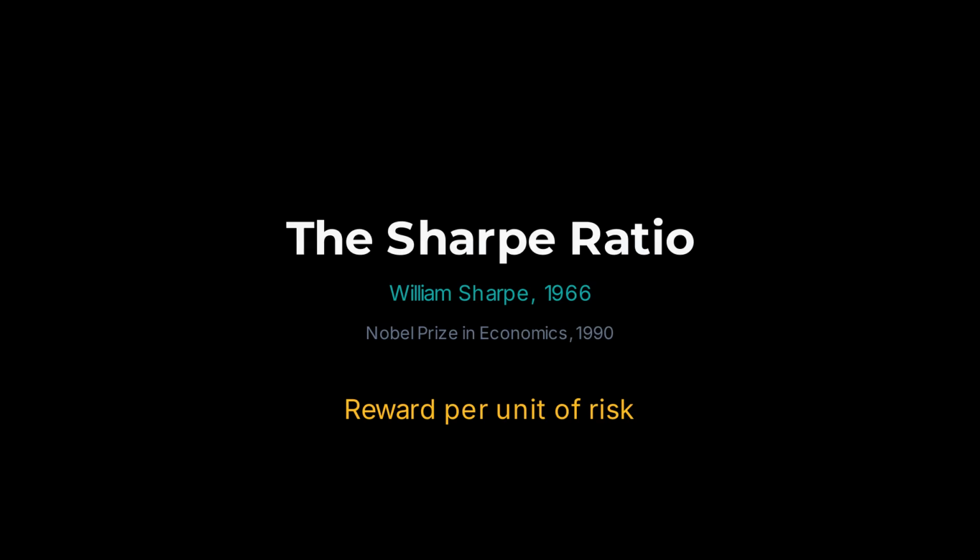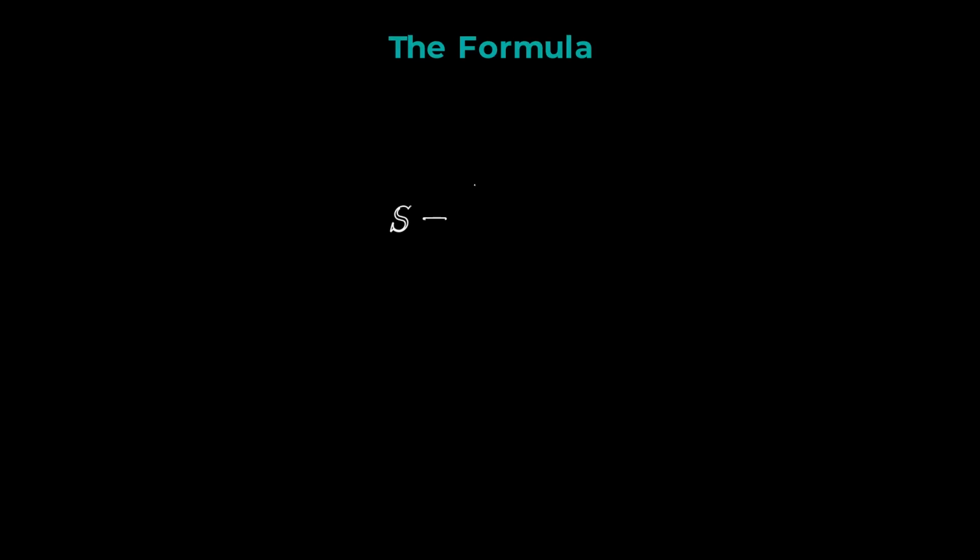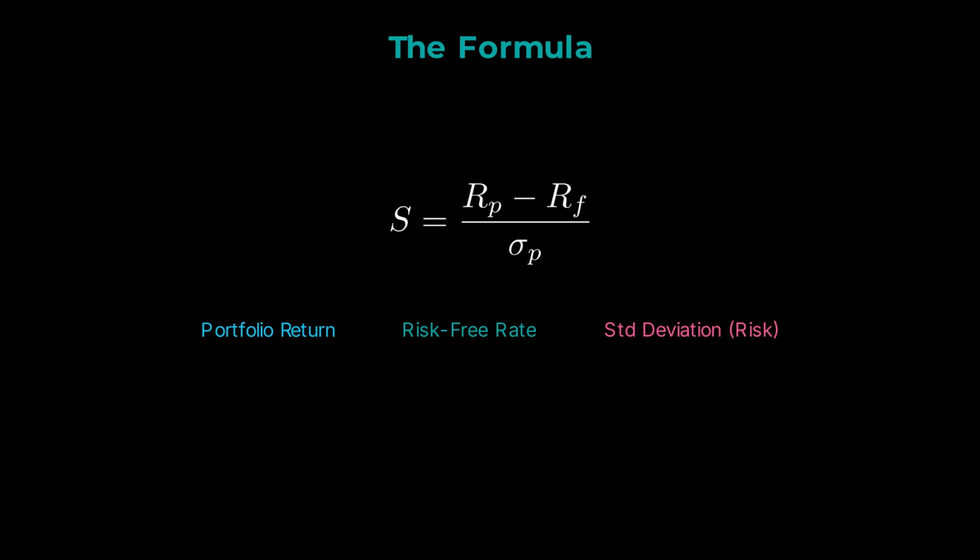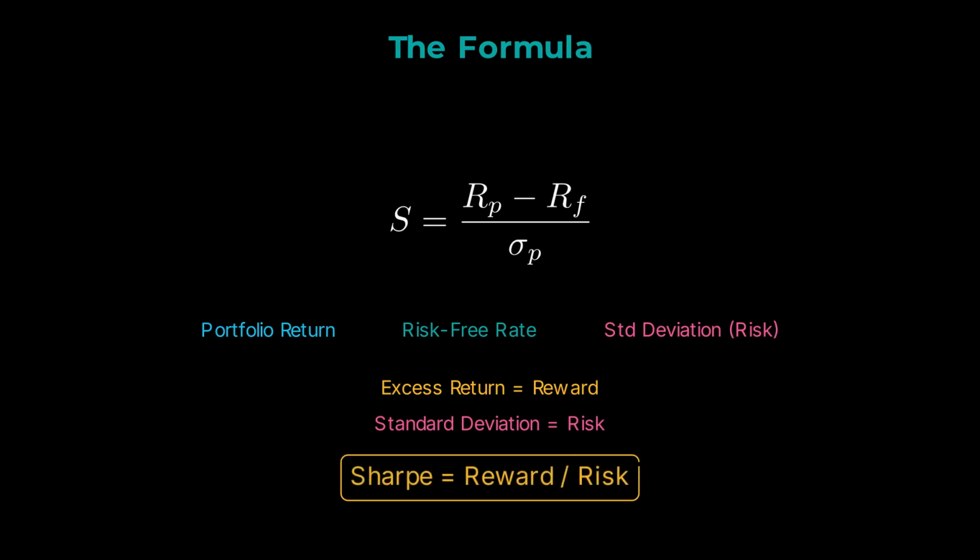Enter the Sharpe Ratio, created by Nobel laureate William Sharpe in 1966. The formula is elegant. Take the portfolio's return, subtract the risk-free rate. That's what you could earn with zero risk, like a treasury bill. Then divide by the standard deviation of the portfolio's returns. That's it. The numerator is your excess return, the reward you get above and beyond the safe option. The denominator is your risk. So the Sharpe ratio is literally reward divided by risk.